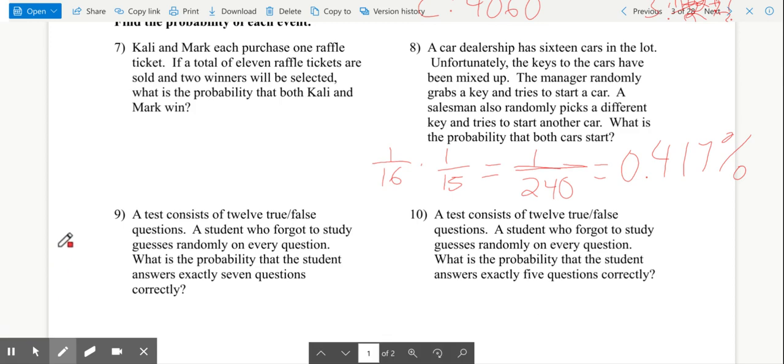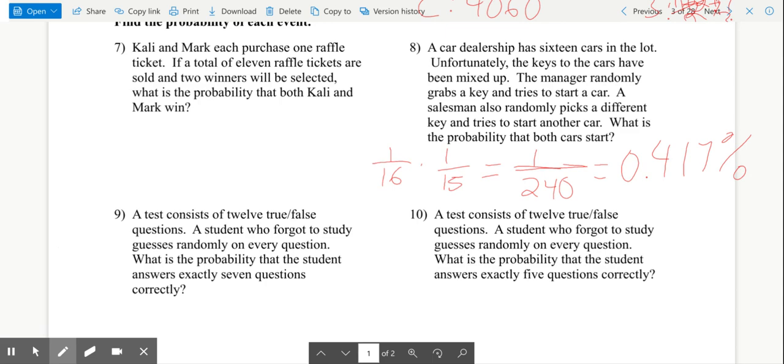The first thing we need to ask ourselves is, what is the number of possible outcomes? I have 12 true or false questions. So I have 12 questions, and each question has 2 possibilities. It could be true, could be false.